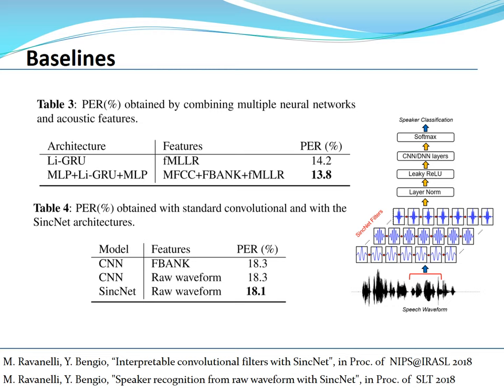Table 4, instead, shows the results obtained when feeding the acoustic model directly with the raw samples, instead of using features. Here we compare, in the second row, the performance obtained with a standard CNN, and the third one shows the performance we have achieved with the recently proposed SincNet model. If you would like more information on the SincNet model, you can take a look at those publications. But what is interesting here is that even with a small dataset like TIMIT, we are able to outperform not only a CNN fed by standard raw samples, but also a CNN fed by standard filter bank features. And this is, I think, an interesting result.